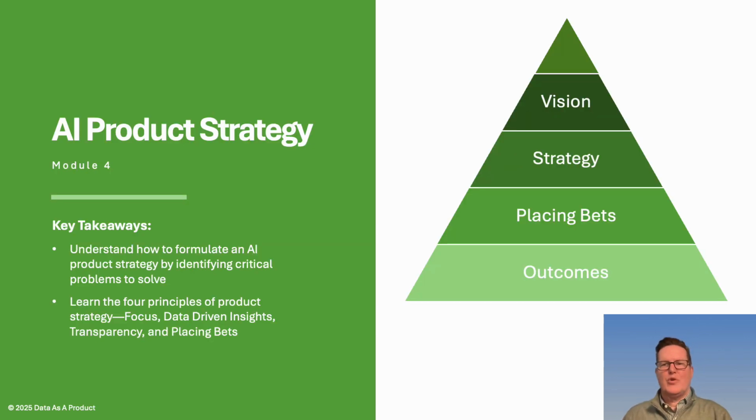Congratulations on completing Module 4, AI Product Strategy. Let's take a moment to recap the key concepts we covered. First, we talked about defining your AI product strategy. We learned that product strategy bridges the gap between vision and execution, and it focuses on solving critical problems and achieving measurable outcomes. Next, we talked about the principles of AI product strategy.